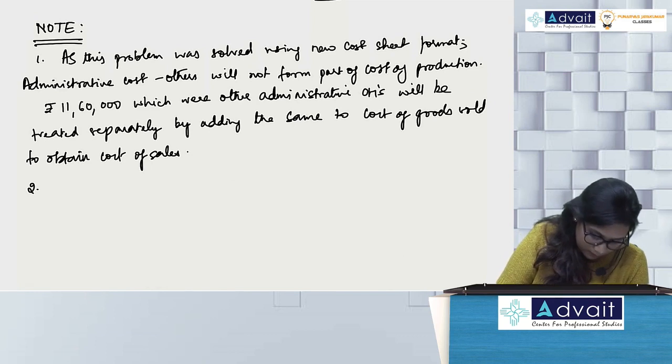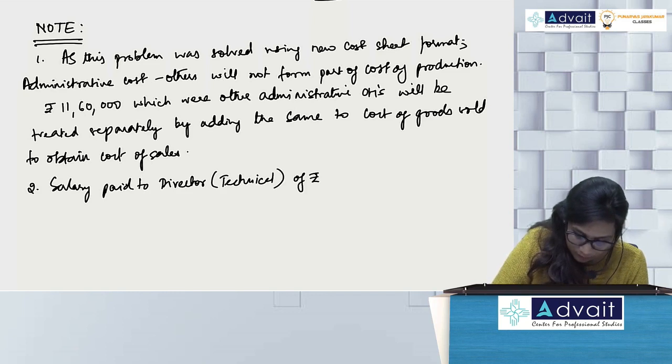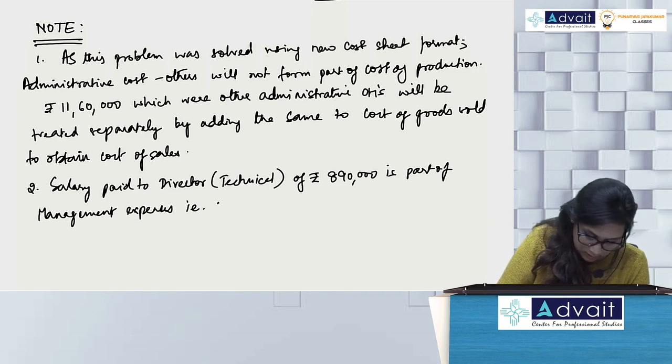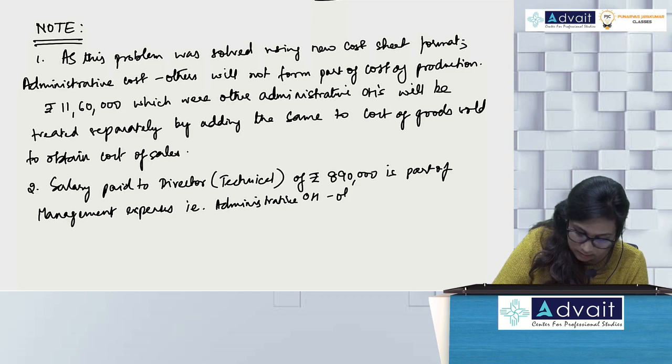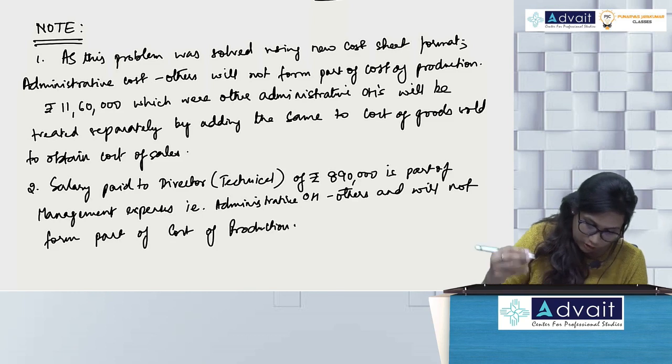Next note, write down salary paid to director, technical, of rupees 8,90,000 is part of management expenses, that is administrative overheads, others, and will not form part of cost of production.